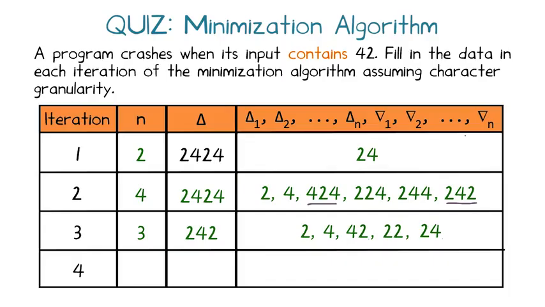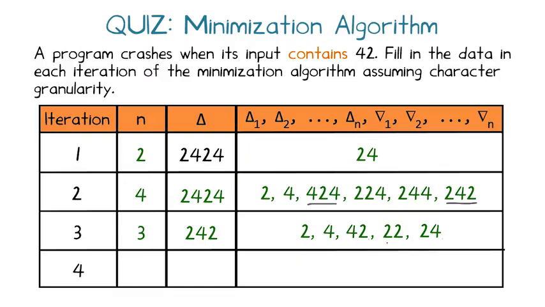If we picked nabla 4 equals 242, then our partition would yield delta 1 equals delta 3 equals 2, delta 2 equals 4, nabla 1 equals 42, nabla 2 equals 22, and nabla 3 equals 24. If we had picked nabla 1 equals 424 earlier in iteration 2, then our partition would yield the same set, except that 22 would be replaced by 44.